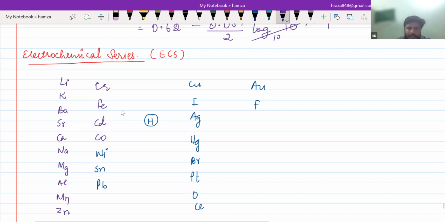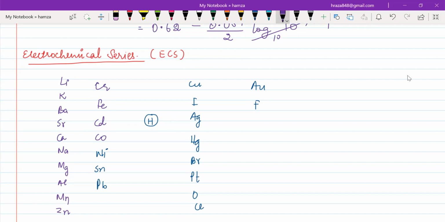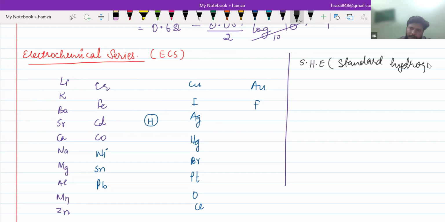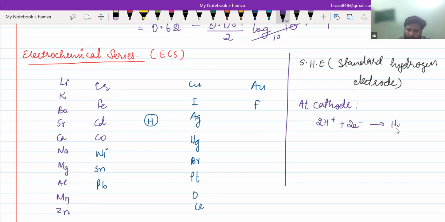Now see, basically, first of all, before this, we have a standard SHE. SHE stands for standard hydrogen electrode. So basically, at the cathode, which is negatively charged, the positive ion H plus will get there, gain 2 electrons and be converted into H2.